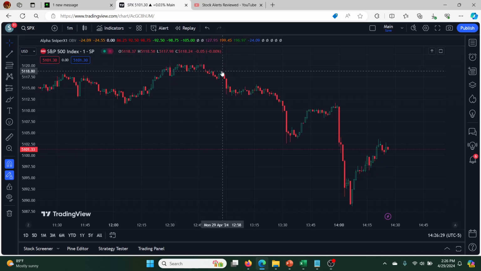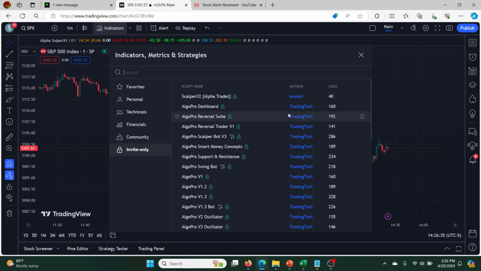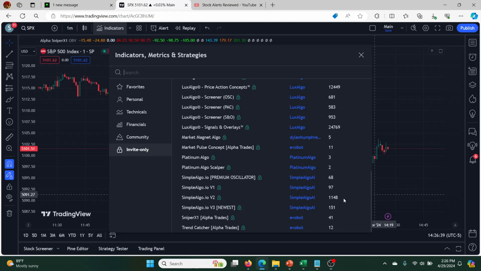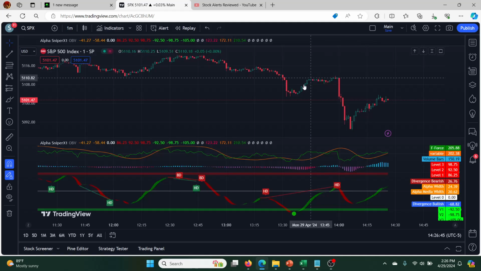So we're looking for this point here to see if the oscillator that I talked about in the previous video would actually give us a sell as well. And that was called ScalperX1. Let's put this one on. Alright, so this is ScalperX1.